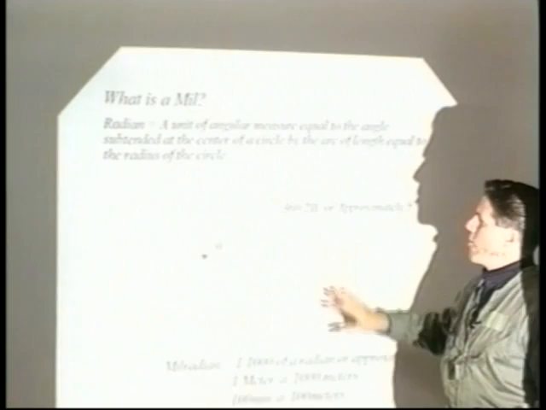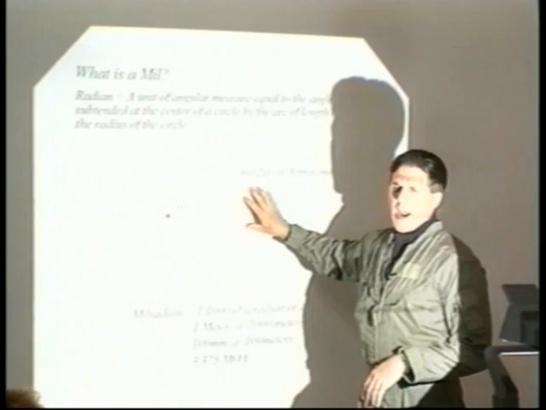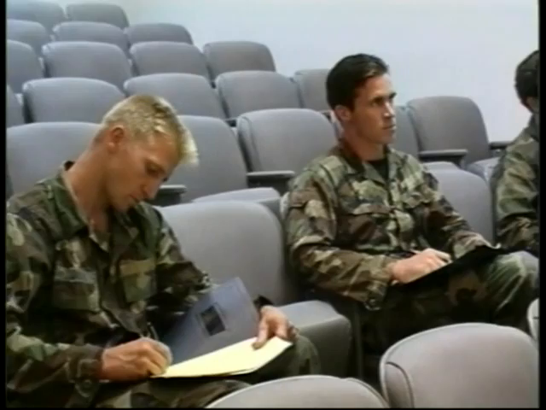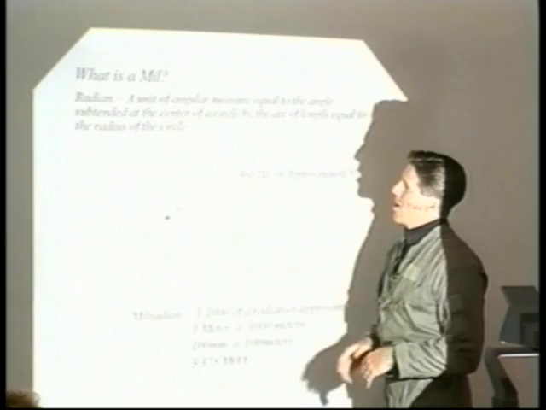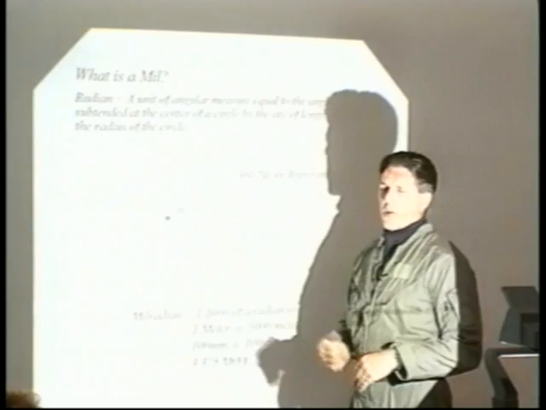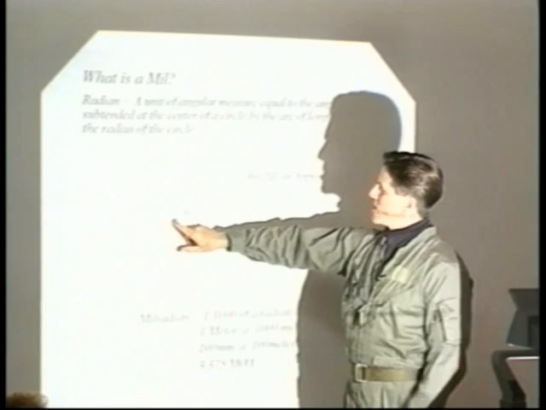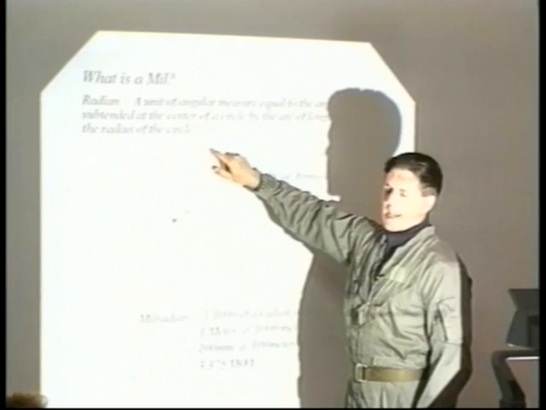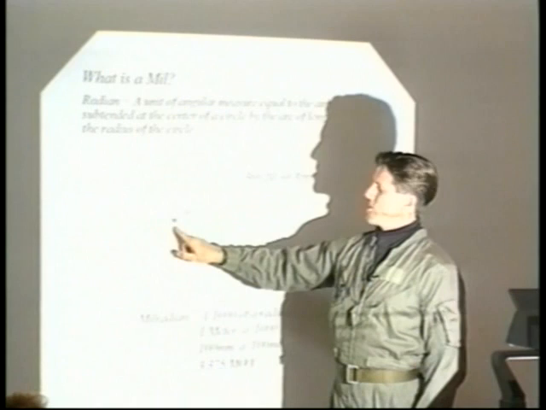Okay, essentially, mil is short for milliradian, or 1/1000th of a radian. Fairly simple. What is a radian? Well, I got the definition right up here. A unit of angular measure equal to the angle subtended at the center of a circle by an arc of length equal to the radius of the circle. A mouthful. What I'm looking for is this angle here. I go from the center point of the circle and draw the radius out. I take the length of that radius and drop it down until it touches the circle again, and then I draw back, and I get a triangle here that represents an angle.